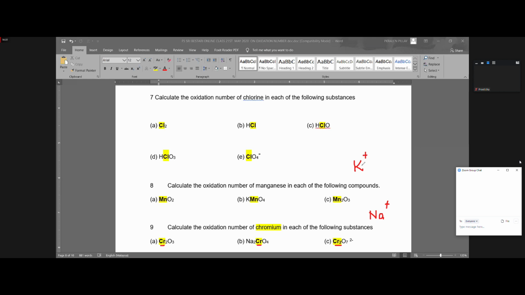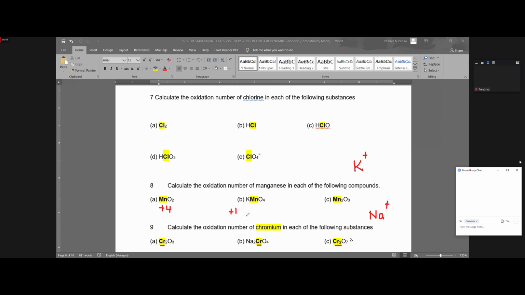Avril, can you try number 8, A, B, C? Give me the answer for number 8. A is +4, +4, correct. Second one? +9, no, try again. Okay, we check. K is +1, correct, isn't it? Okay, so you put +1.